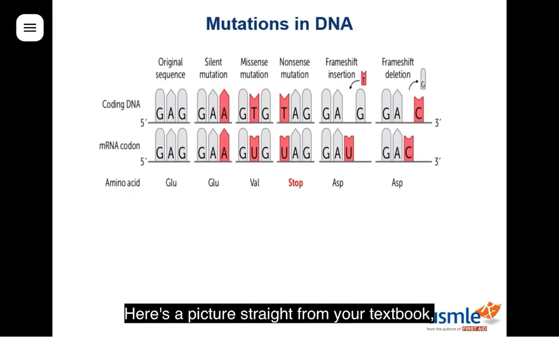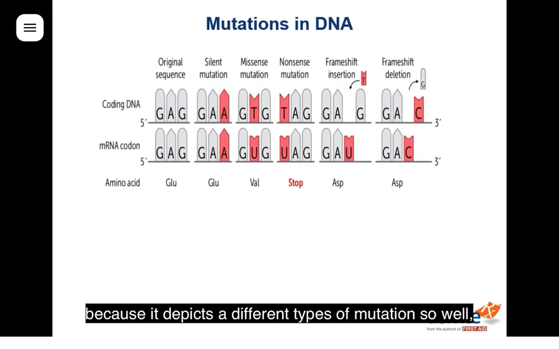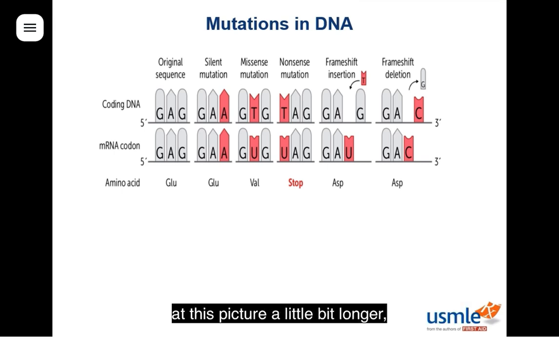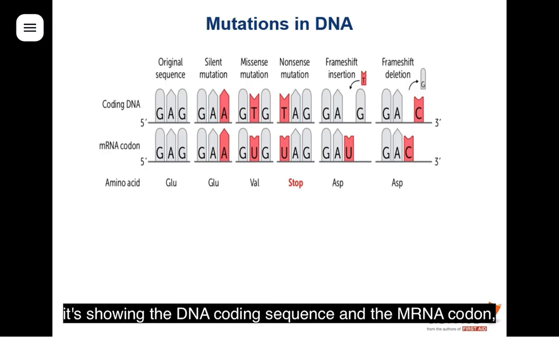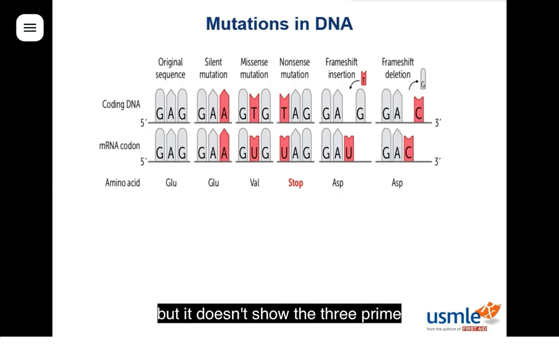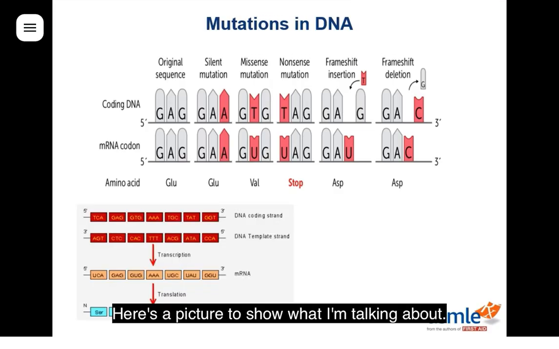Here's a picture straight from your textbook that I absolutely love because it depicts the different types of mutations so well. But after I started to look at this picture a little bit longer, I realized it may be a little bit confusing if you don't recognize that it's showing the DNA coding sequence and the mRNA codon, but it doesn't show the 3' to 5' DNA template strand. Here's a picture to show what I'm talking about.